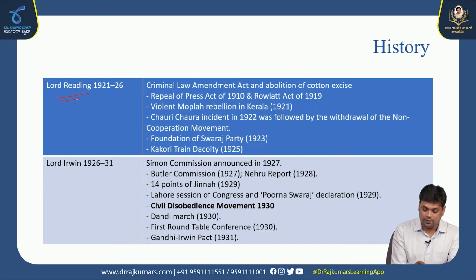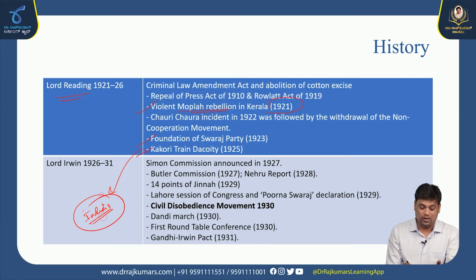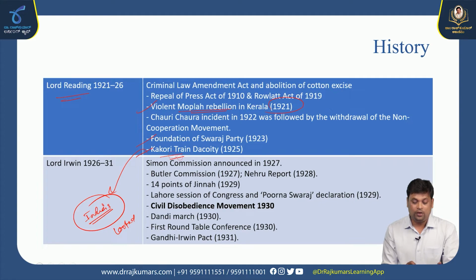Next personality, Lord Reading. The Mopla Rebellion in Kerala, 1921, and the foundation of the Swaraj Party and the Kakori train conspiracy. This was a dacoity where Indians got into a running train and looted the British railway cash. That is known as the Kakori train conspiracy. Then the Chauri Chaura incident, the non-cooperation movement, the Khilafat movement, all the major events happened during this time.